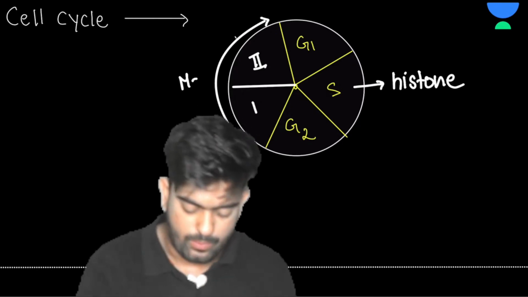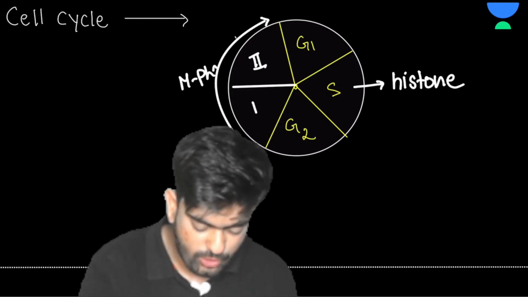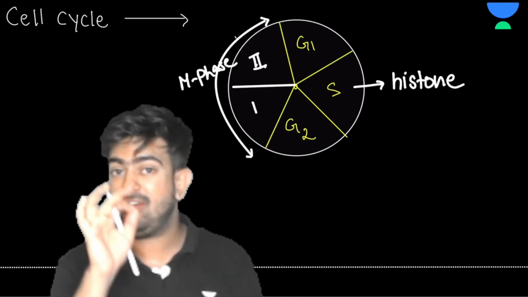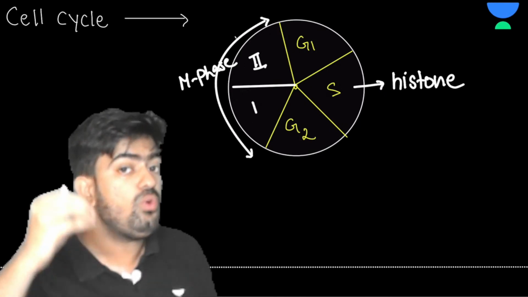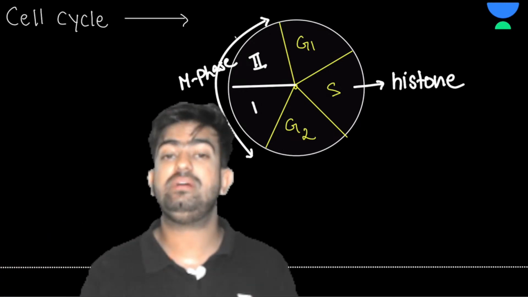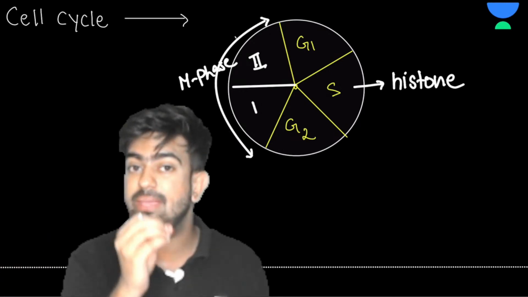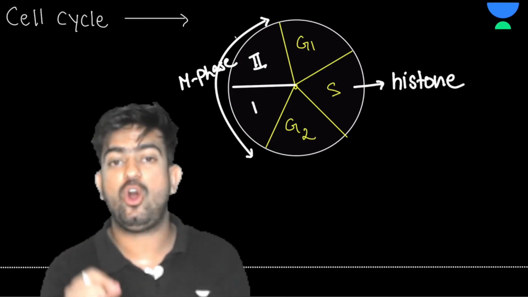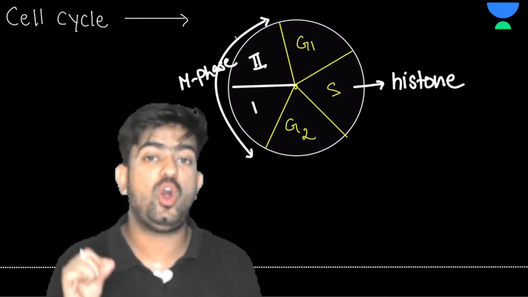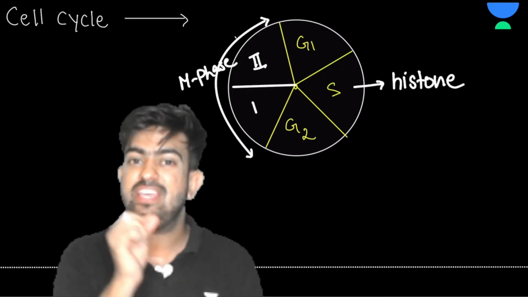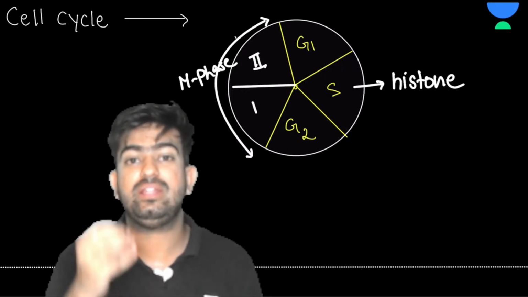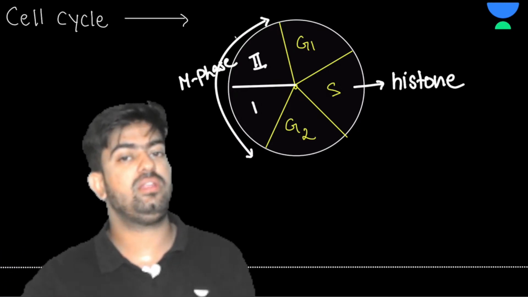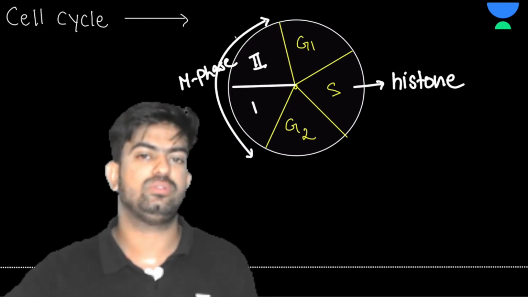Clear? Now, before moving forward, I would like to tell you that M phase 2 of meiosis is very much similar to mitosis. So in meiosis, we are only going to concentrate on M phase 1, because that is where the main thing is happening, and M phase 2 is very much similar to mitosis.